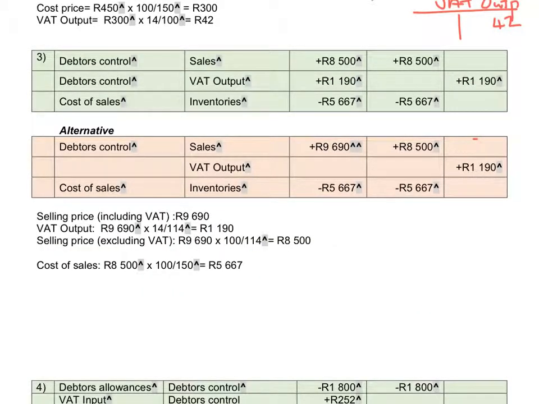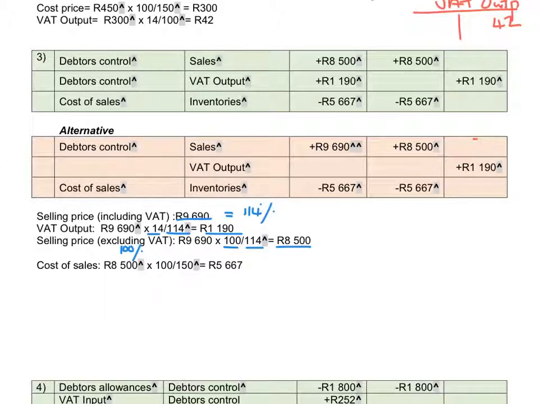So the sales price, including the VAT, is 9690. That equals 114%. VAT output will be taken out of the amount. VAT output is 14%. So the one that I want, 14, divided by the one that I know, 114, times the amount gives me the VAT as 1190. The sales price, excluding the VAT, will be equal to 100%. So 100, the one that we want, over the 114 that we know, gives me 8,500.